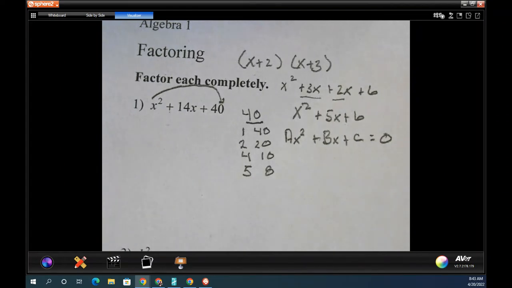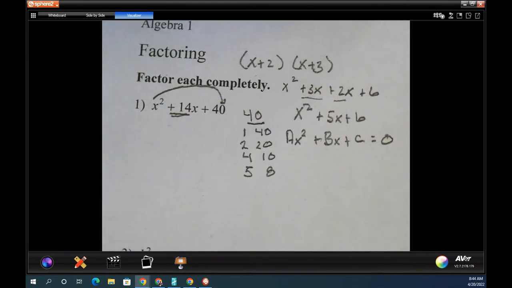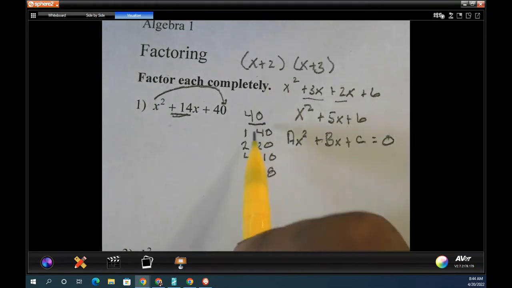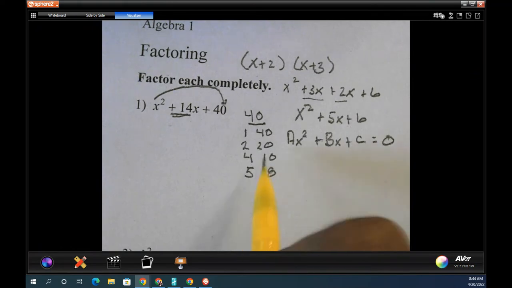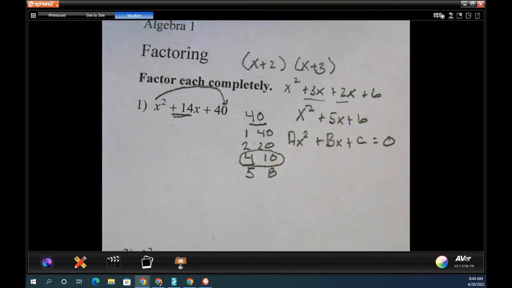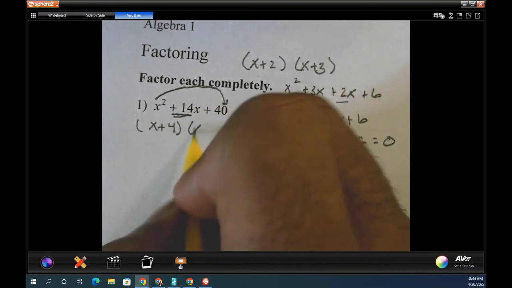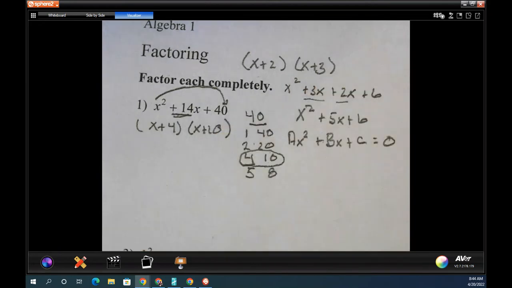Now, here's your last thing. Find the two numbers that add up to the middle term, 14. Which two numbers add up to 14? Does 1 and 40 add up to 14? 2 and 20? 4 and 10? What's 4 plus 10? Anybody? It's 14. So we circle those, 4 and 10. So here's the thing. It's x plus 4 times x plus 10. That's your answer right there.